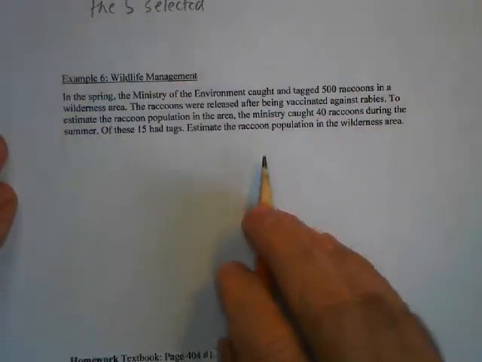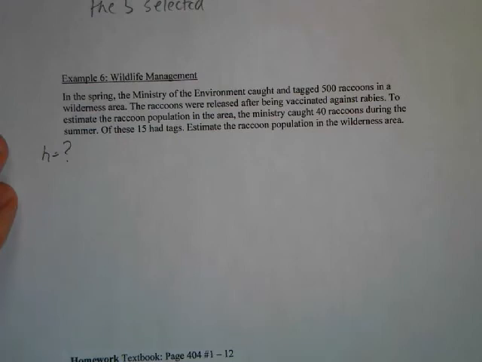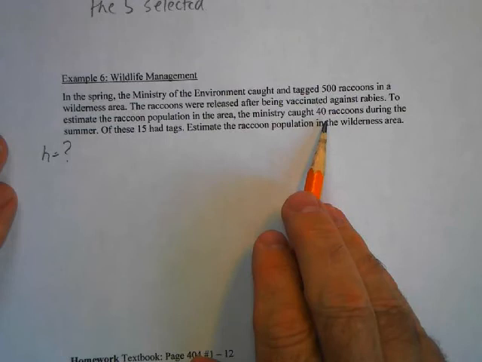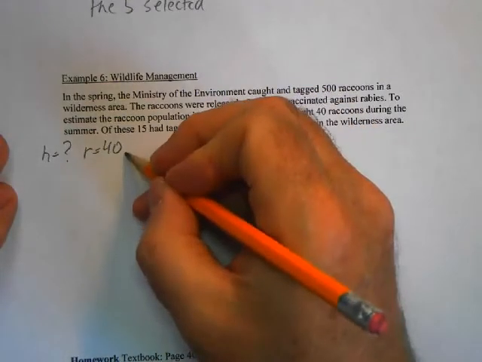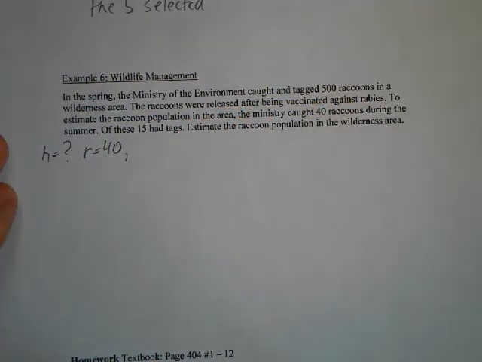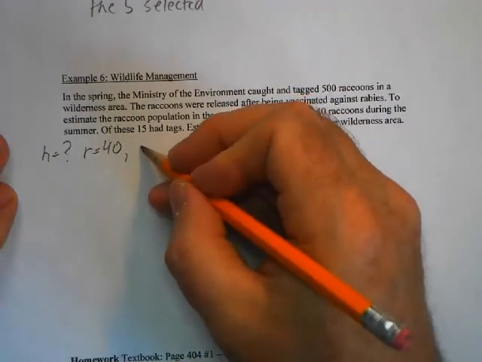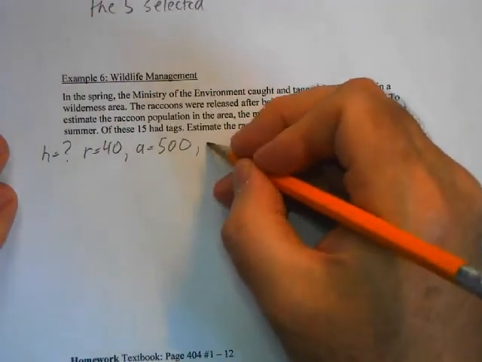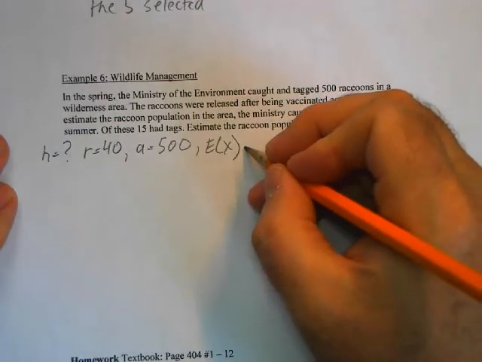In this case, we don't know what the population is. That's what we're trying to find. So N equals question mark. Now, the ministry caught 40 raccoons, so that's your sample. R equals 40. Your A value is the number of tagged raccoons, so A equals 500. And this is where it seems a little strange. The expected value of tagged raccoons is going to be 15.